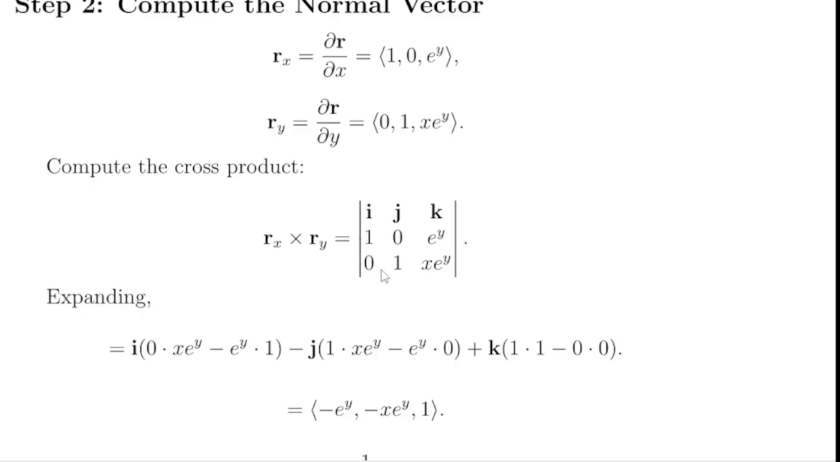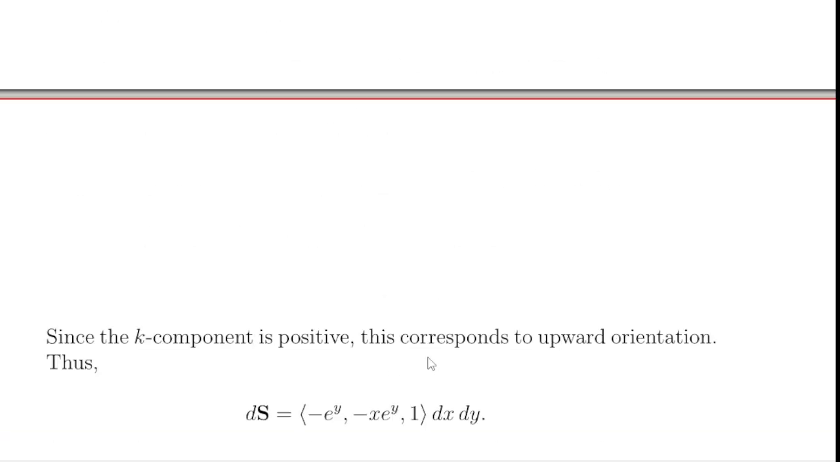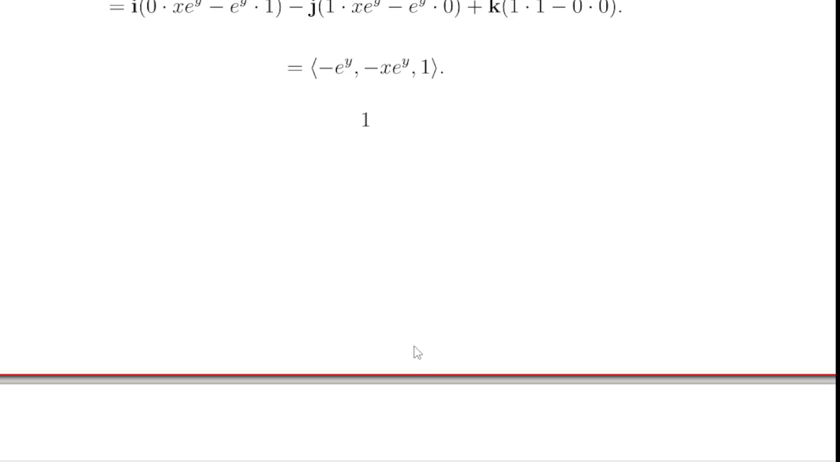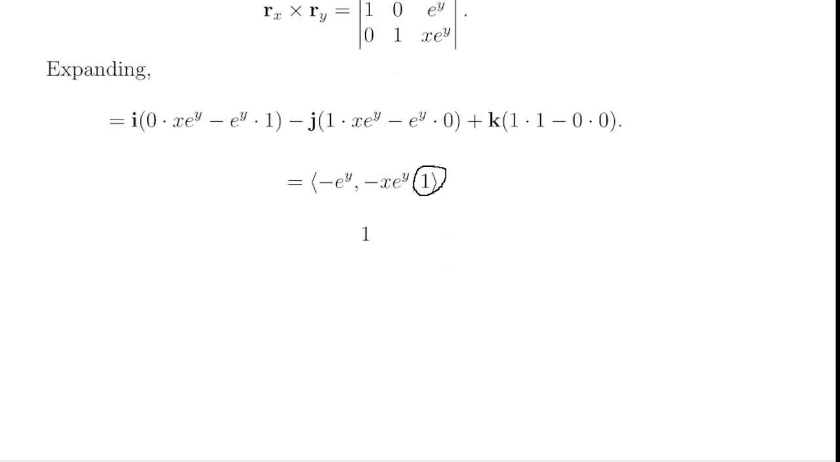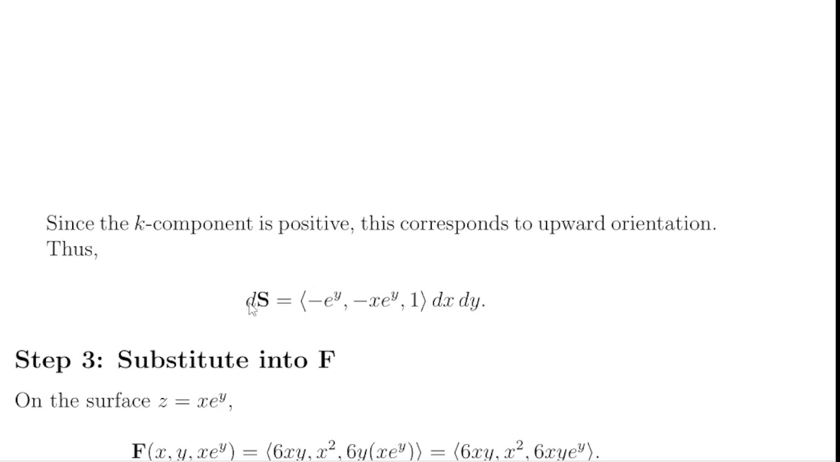So now we find the cross product and end up with negative e to the y, comma, negative x e to the y, comma 1. Now notice that k is positive here. So k is a 1, it's positive, so that means it has an upward orientation. So this will be dS.